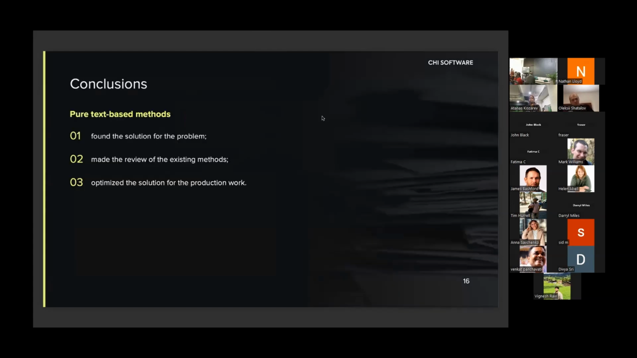So our conclusions. We found a solution for the problem, made a review of the existing methods, and optimized the solution for production work. Next slide, please.